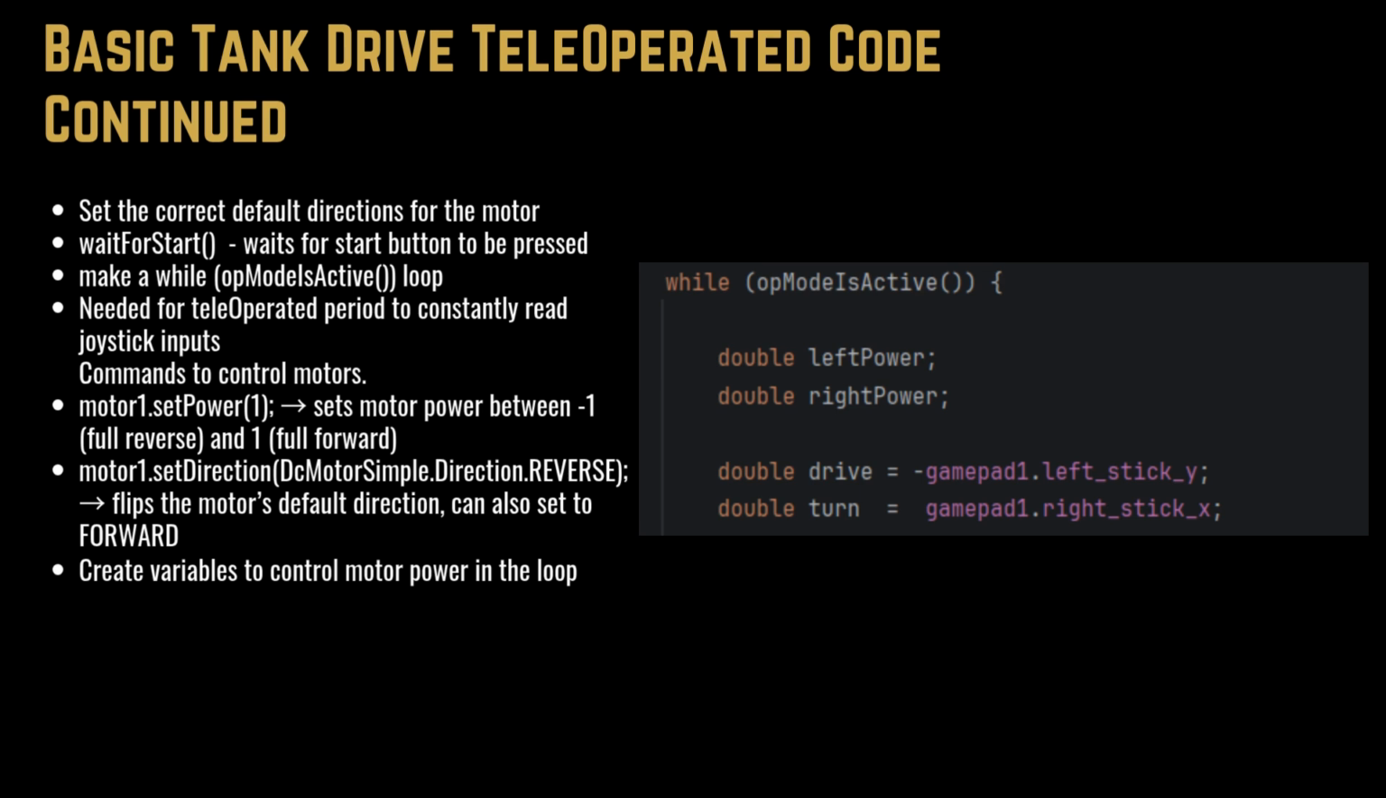But note that if you want to make an autonomous program, which is when the robot has to move by itself with pre-programmed instructions in the first 30 seconds, you do not need this while op mode is active block, and that will be covered in the autonomous tutorial.